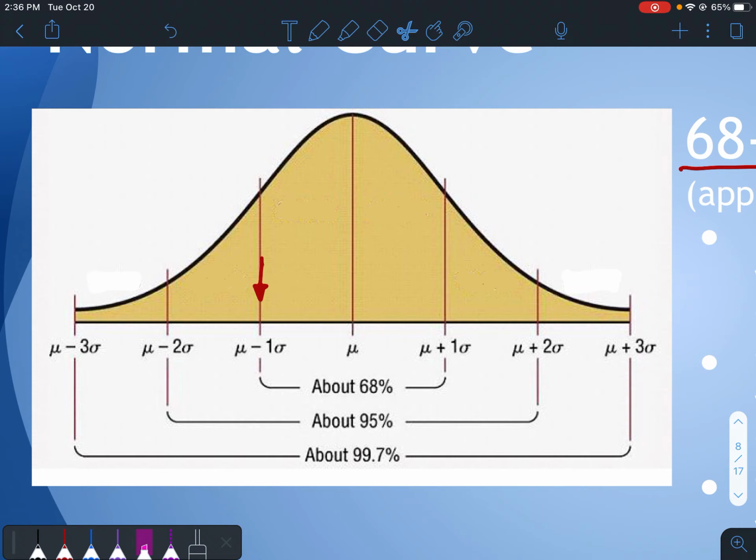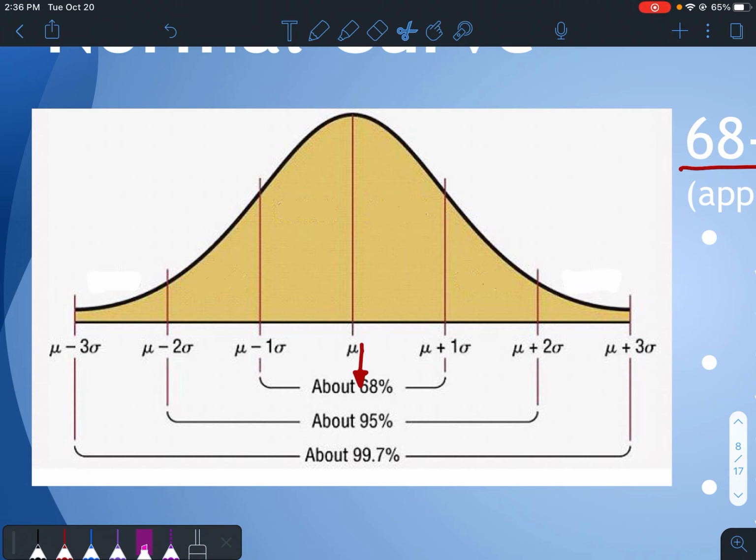Now, 2 standard deviations of the mean, so we're going 2 below to 2 above. That's going to fit about 95% of your data. So 95% of your observations are going to fall within 2 standard deviations of that mean. Now, over here, within 3 standard deviations, so 1, 2, 3 standard deviations, we're going to get 99.7% of our data. So just about everything is going to be within 3 standard deviations of the mean.